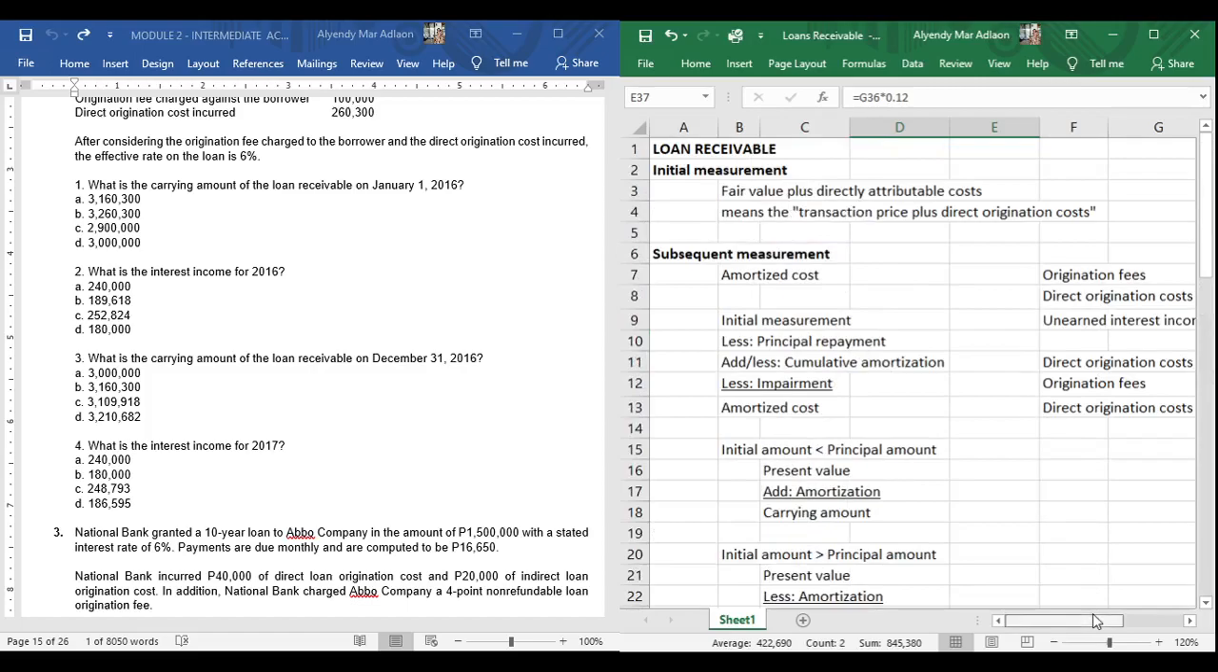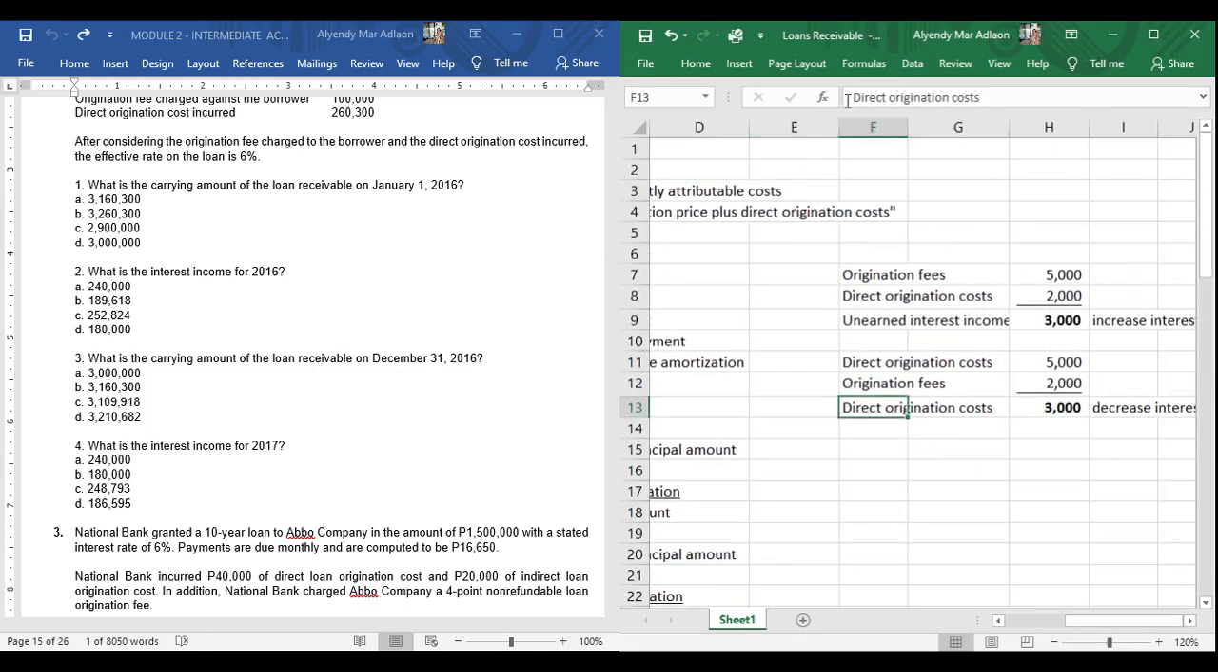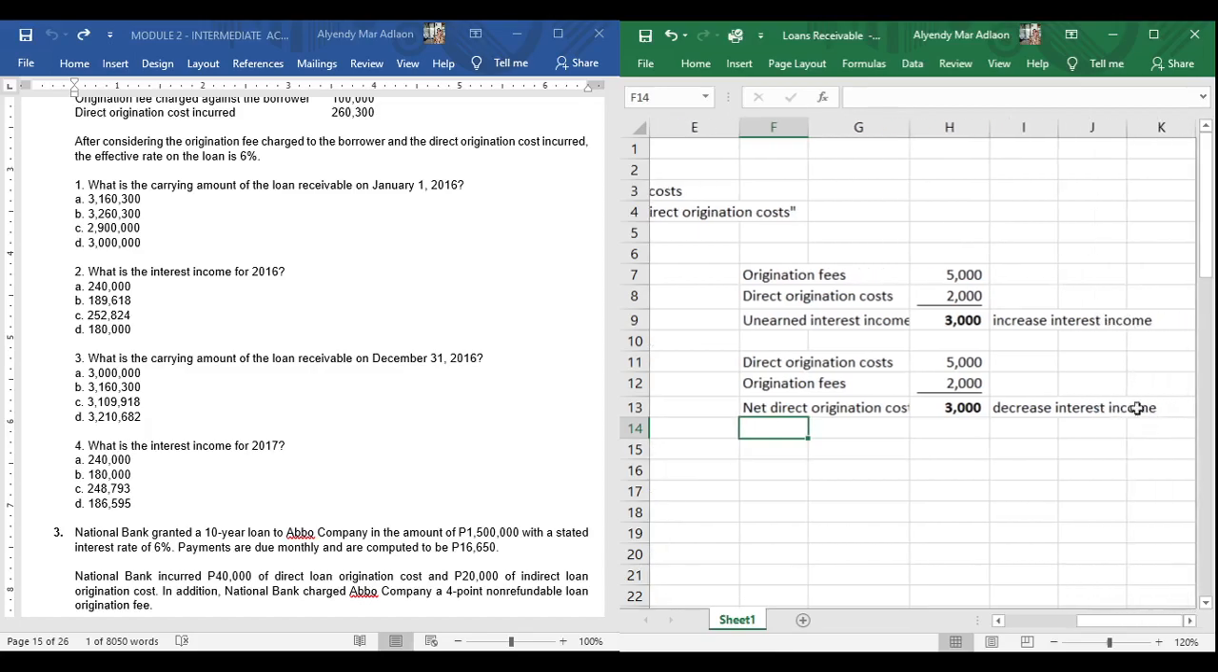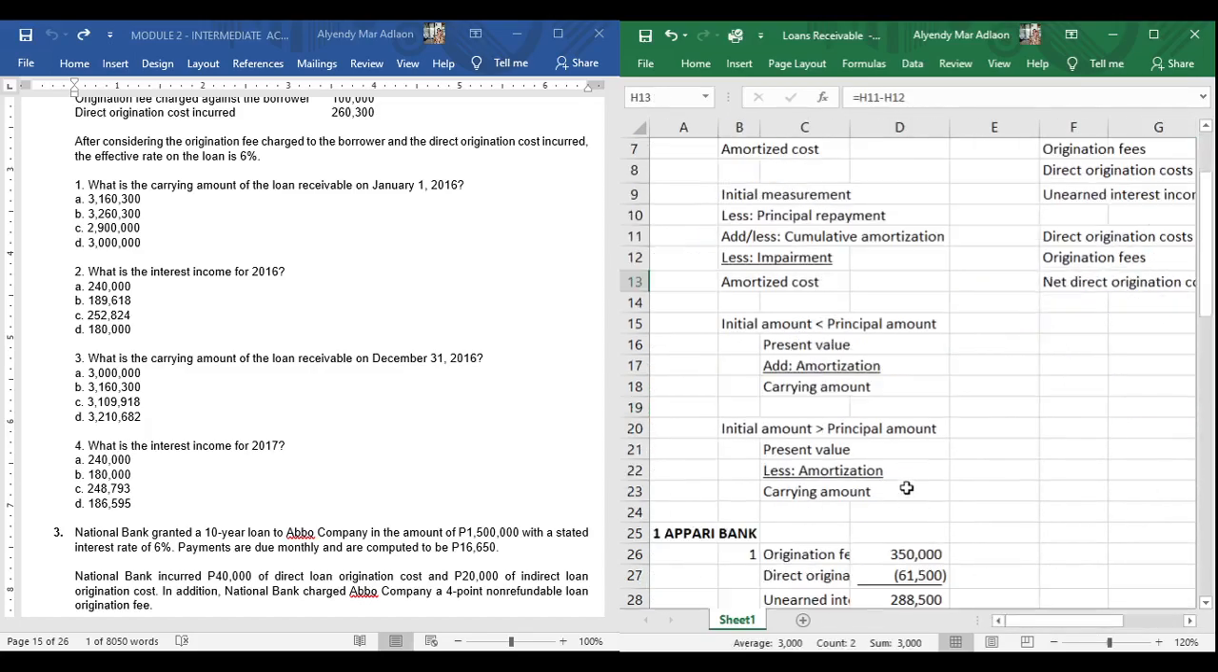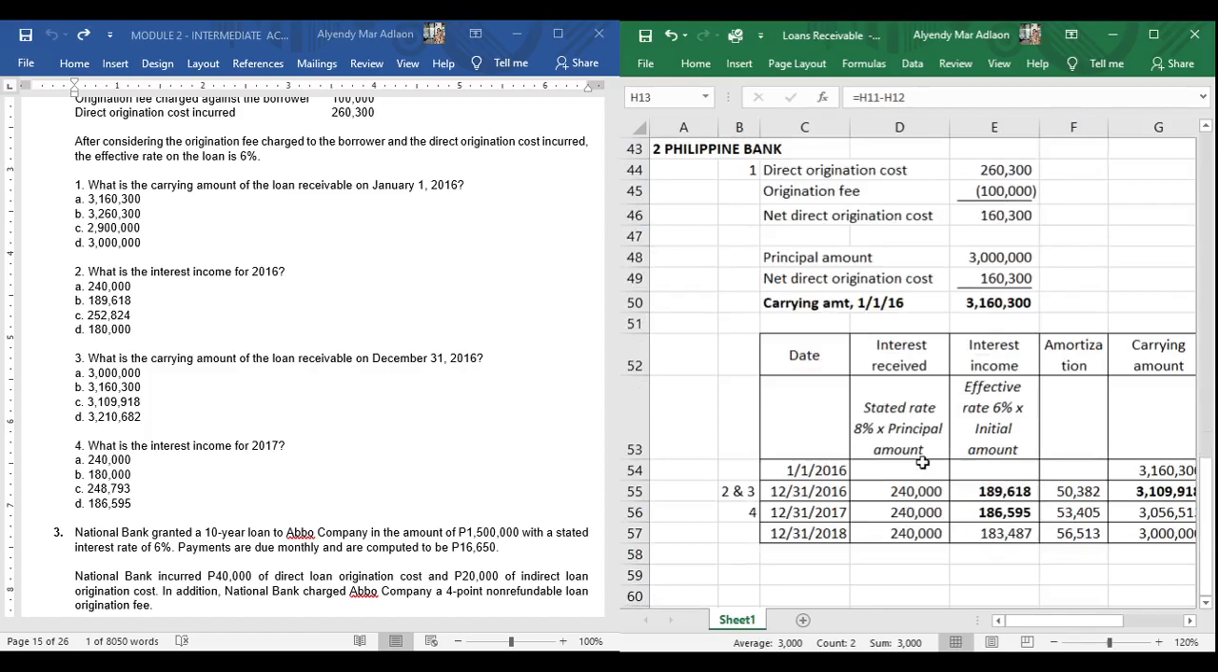But if there is net direct origination cost, then it would decrease our interest income. So, look at this Philippine Bank with net direct origination cost: the interest received is 240, but what we recognize as income is only 189,618. Okay, so that is how it is done.